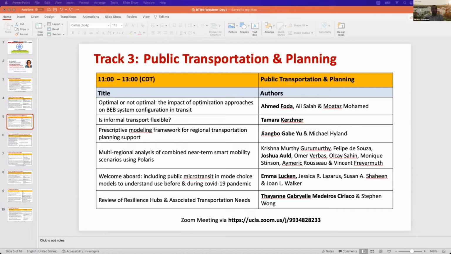And this is mainly about optimal or not optimal, the impact of optimization approaches on battery electric bus system configuration in transit application. Ahmed Foda is a PhD student at the TRIP Lab at McMaster University, working under my supervision, and his research mainly focuses on the utilization of advanced optimization techniques and models in electric bus transit network configuration.